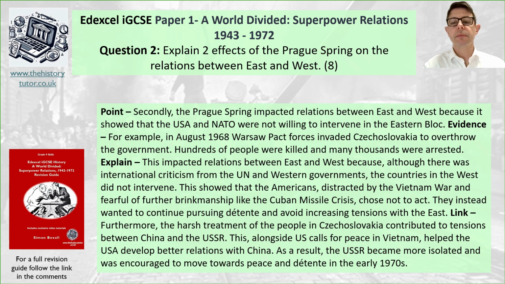Furthermore, the harsh treatment of the people in Czechoslovakia contributed to tensions between China and USSR. This, alongside US calls for peace in Vietnam, helped the USA develop their better relations with China. As a result, the USSR became more isolated and was encouraged to move towards peace and détente in the early 1970s. So it could be that you decide to argue about détente in your idea.